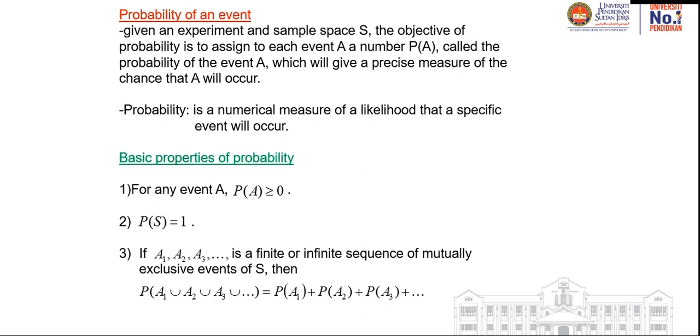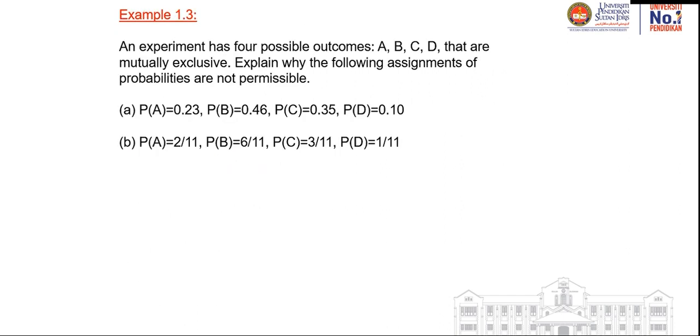Okay, let's look at example 1.3. Example 1.3, you must go back to these properties, number 1 and number 2. This property is very important for probability, so please memorize it. Probability of an event must always be greater than or equal to 0, and the total probability must always equal to 1. Example 1.3, an experiment has 4 possible outcomes A, B, C, D that are mutually exclusive. Explain why the following assignments of probability are not permissible.